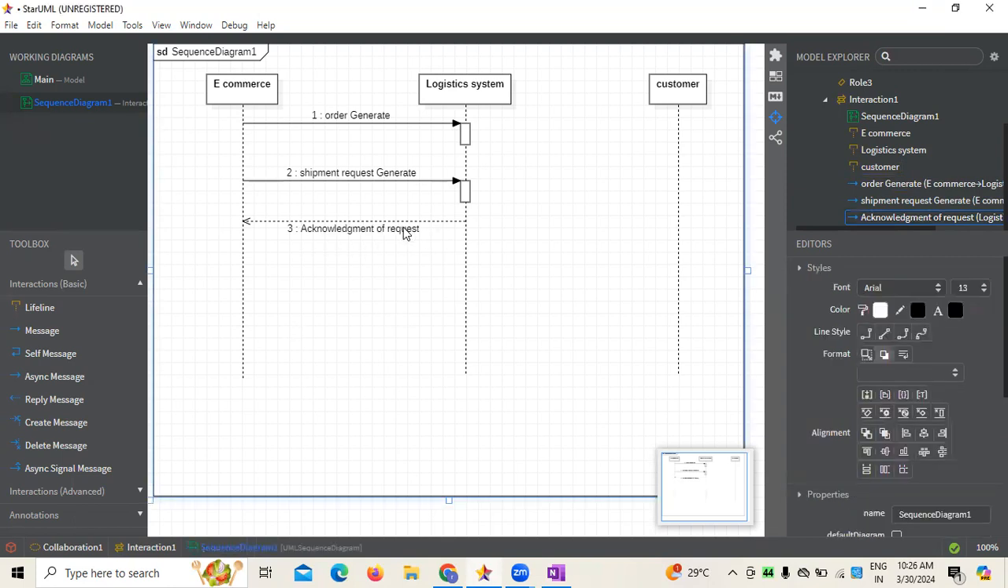So acknowledgement of request is something we have to handle, right? Shipment request generation is what we have to do, followed by the acknowledgement of request. Next, once the acknowledgement request is received by the e-commerce side, the logistics system has to deliver the goods to the customer. This is where we must be knowing about the delivery to the customer, right?